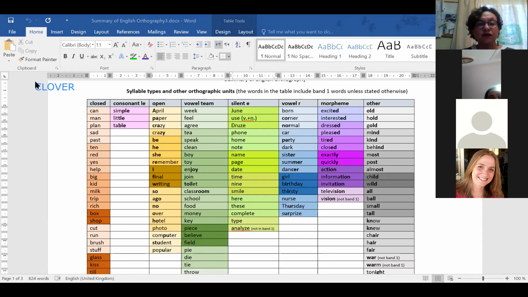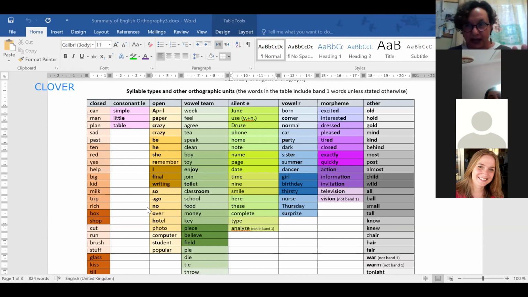So the C of clover represents closed syllables, okay? I think that any of you who've been in my talks before will remember that when we spoke about the initial bits of the ABC, we said that one of the most frequent types of syllables are closed syllables. Closed syllables end in a consonant and have a short vowel sound.